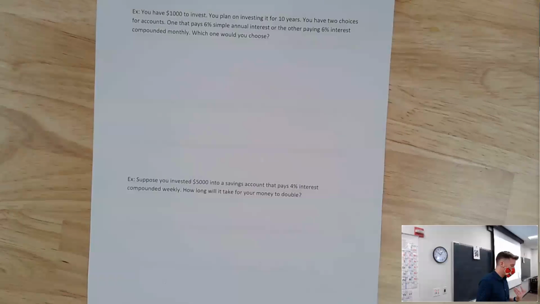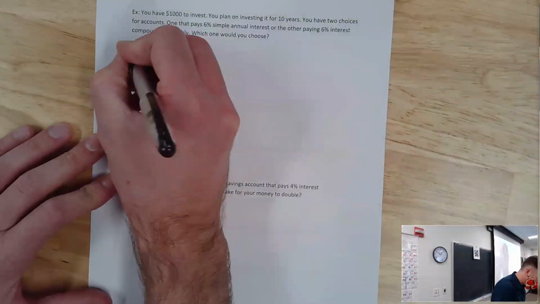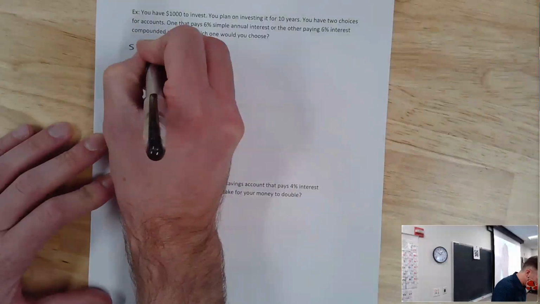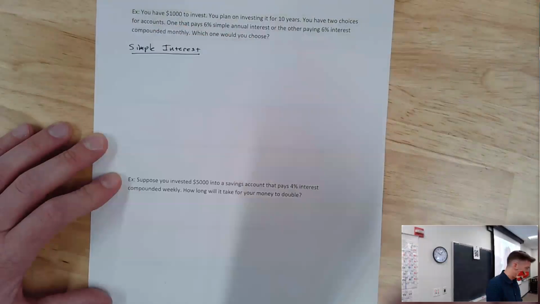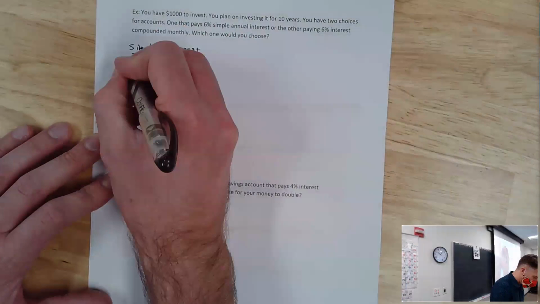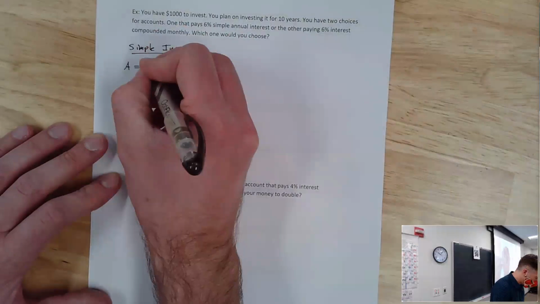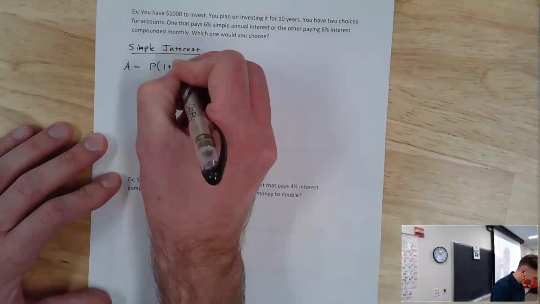Let's do them both. So we're going to calculate it using the simple interest formula. And again, I'm really just taking my formula and throwing everything into it. So I know that for the simple interest, A equals P times (1 plus r) to the t power.